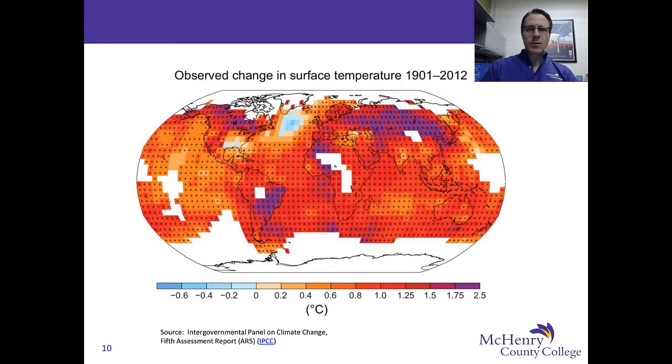We also have some cooler areas, particularly off the coast of Greenland, in and around the Iceland area. Here we have temperatures that are cooler relative to the rest of the planet.